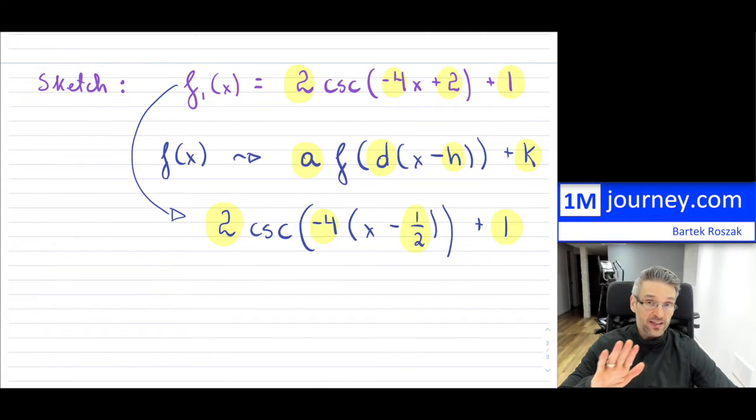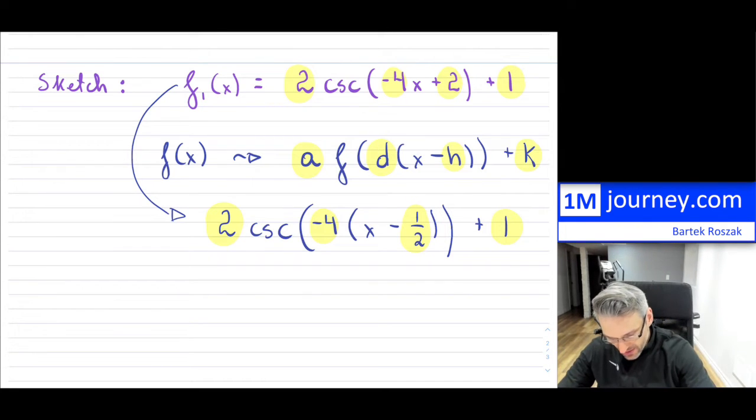This isn't anything different than any other transformation that you've done. So now I know my a, I know my d, I know my h, I know my k. Great, but it's still a cosecant. So the next thing that I do is say, well, I'm a little bit more comfortable in transforming.